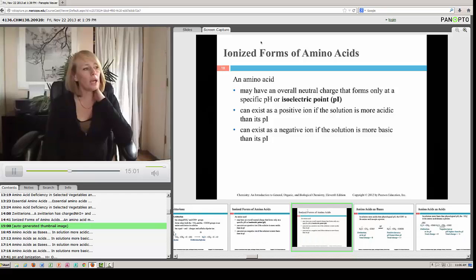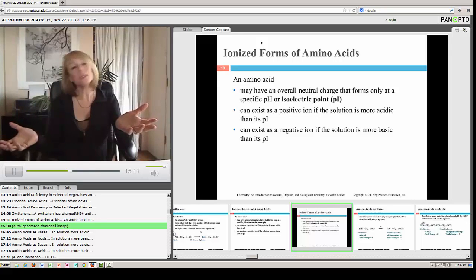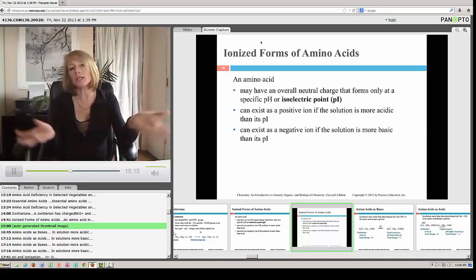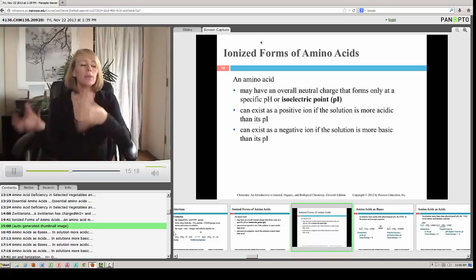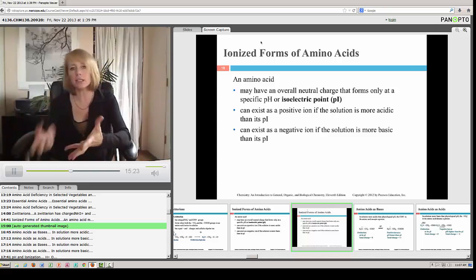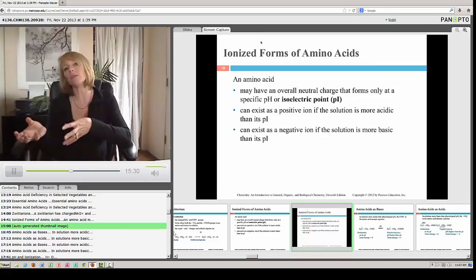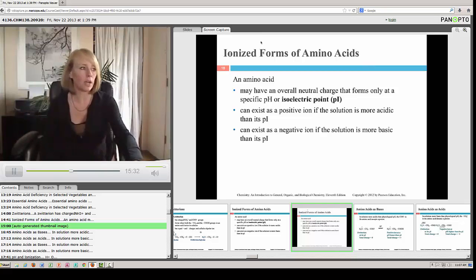So when we have a positive ion form, it means that the amino acid is within a solution that is very acidic. So it will protonate, protonate, protonate until it becomes positively charged. When an amino acid is within a solution that is very basic, it's going to deprotonate, deprotonate, deprotonate, causing the carboxylic acid portion of the molecule to become negatively charged. Okay, so we can have either negative or positive charges.